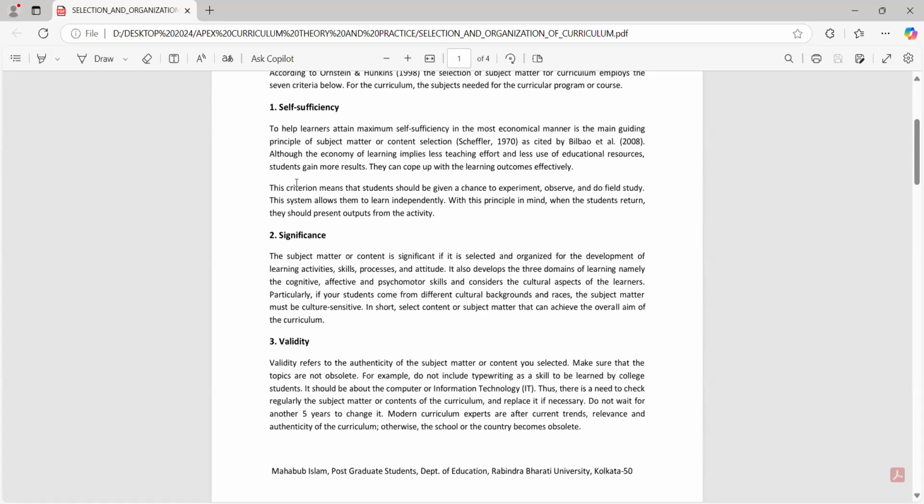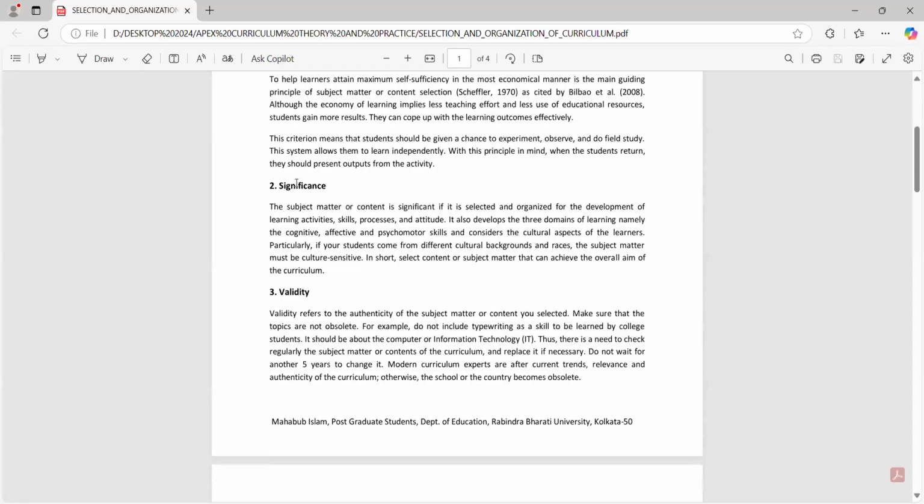There are 3 elements in the significance. See whether it can be used to develop the 3H, not only one domain, knowledge, but knowledge, attitudes, and skills, all the 3 domains. Then see the cultural aspects of the particular content, and then think whether this content or subject matter is the best to achieve the overall aim of the curriculum, that is the ILOs. That comes under significance.